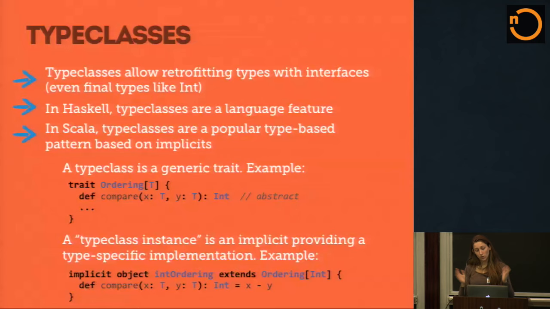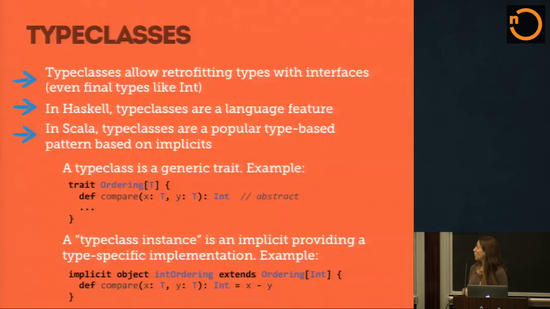So we use the type system to do very rich things that enable a lot of flexibility and eliminate boilerplate and all kinds of things. So the first thing I want to talk about is type classes. What are they for, if you don't know what they are? They allow retrofitting types with interfaces. So even something that is final and you can't change, you can add methods to it. In Haskell, they're actually built into the language, but in Scala, they're a popular type-based pattern, which itself is based on this notion of implicits.